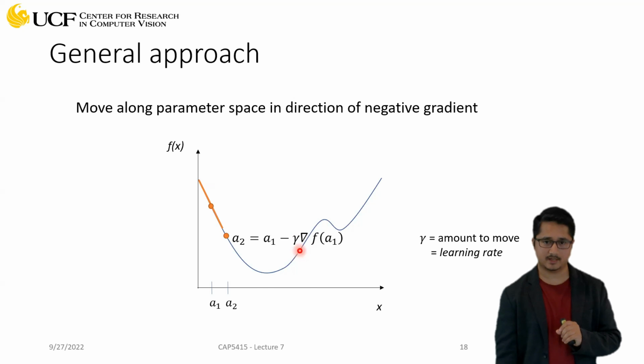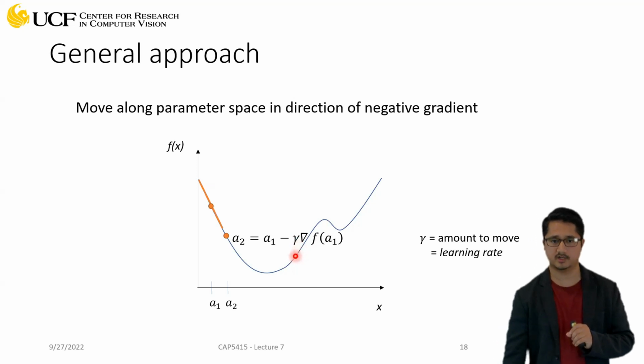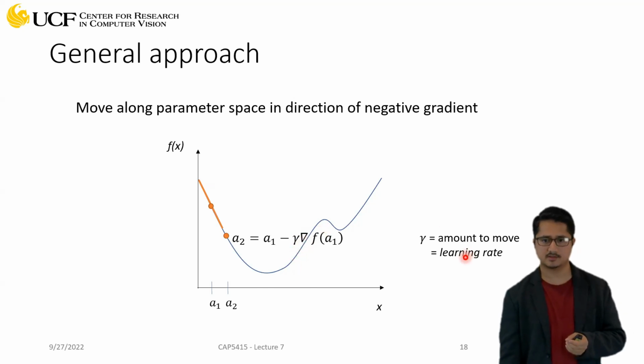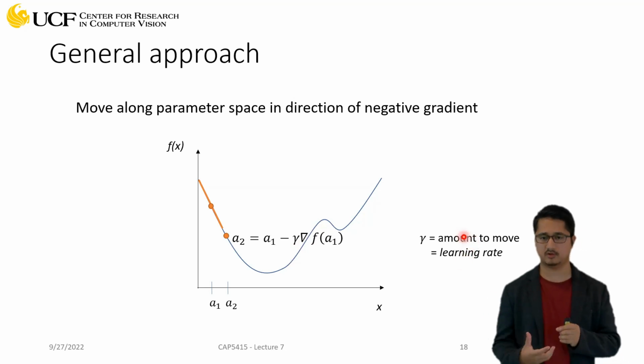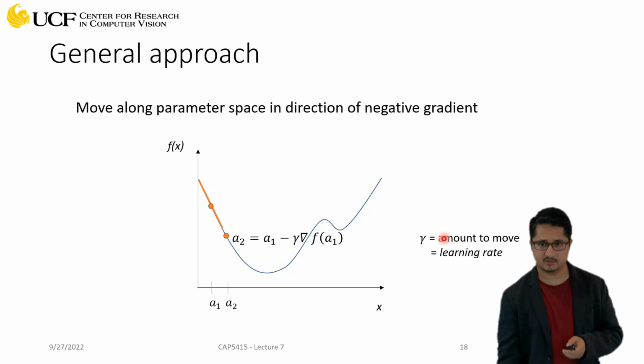This gamma over here is again a parameter, and it's called the learning rate. And the learning rate is again a hyperparameter. When you train your network, you will work on that a lot. So let's try to understand what that learning rate is. The learning rate is just how big your steps should be.